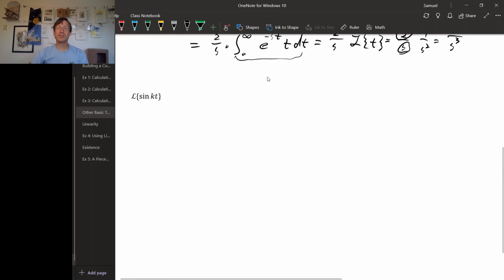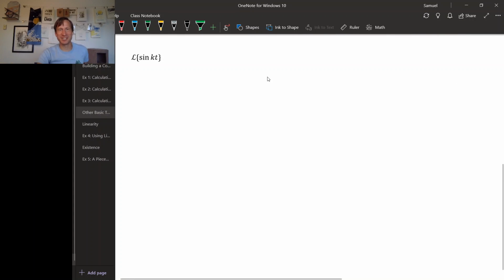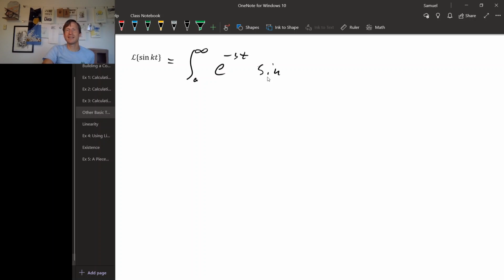Okay, one other common function that people need to know the Laplace transform of is sine. So what if we take the Laplace transform of sine kt? So this is the integral from 0 to infinity. This is something you can work out for yourself. You might run into a nasty integral that you need to use an integral table for, but if you're up for the challenge, go for it. So, integral from 0 to infinity of e to the minus st sine kt dt.